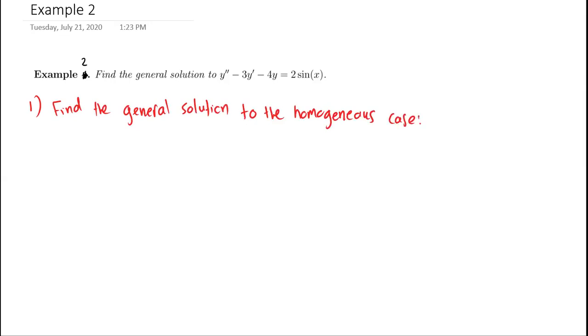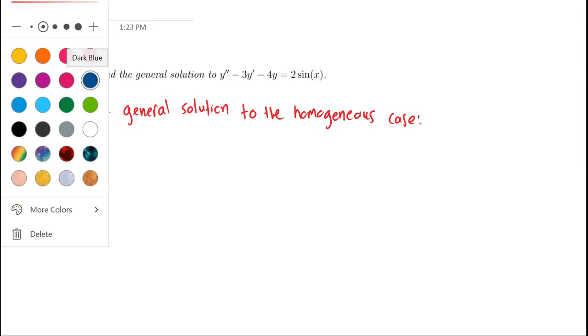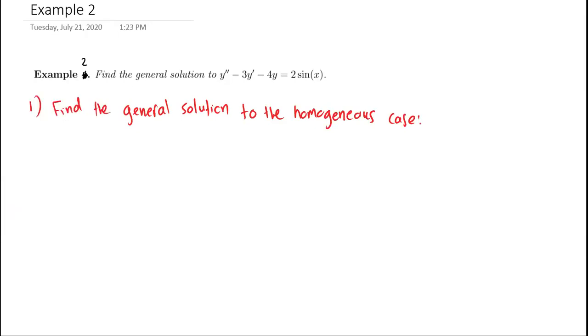And again, we know how to do this. Just look at the characteristic polynomial. You can read it off immediately from here. So P of r for us is going to be r squared minus 3r minus 4. And then we set it equal to 0 to find the roots. So r squared minus 3r minus 4 equals 0.